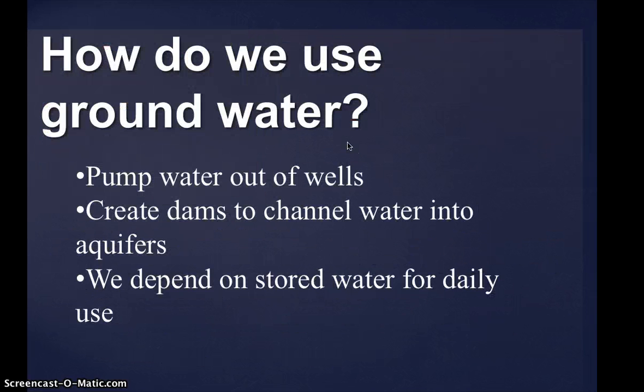That brings me to my next point, which is how do we use the groundwater? Well, we pump it out of wells. We can also create dams and channel waters into different aquifers that are more accessible. And we basically put it into a water system that makes it easier to distribute our fresh water to everyone for daily use.